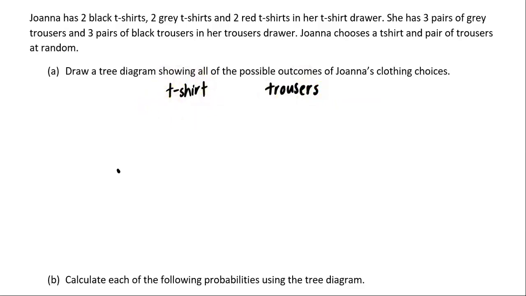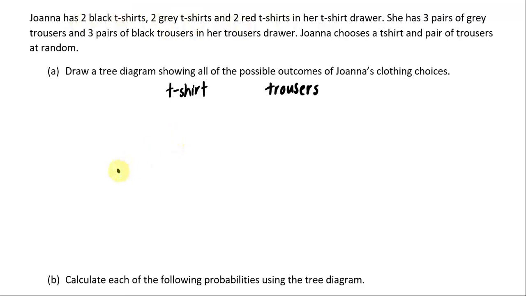Underneath our t-shirt section, we need to write all of Joanna's possible choices, all the possible outcomes she has for randomly selecting a t-shirt. She could choose a black one, a grey one, or a red one. Yes, she has 2 blacks, 2 greys, and 2 reds, but her choices are still black, grey, or red. That's the only possible options. So we're going to use the letter B for black.